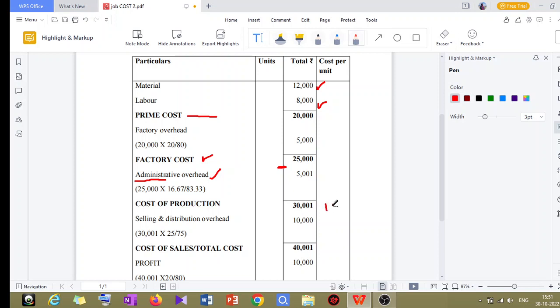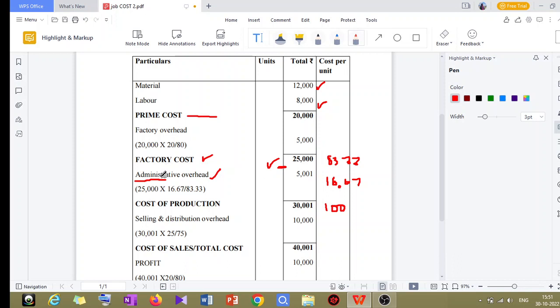Now when the cost of production is 100, your administrative overhead is 16.67. Can you tell me what will be the factory cost then? So factory cost will be 100 minus 16.67, it will be 83.33. I hope it is clear to you. So you will get 83.33. Got it? Now factory cost is 25,000.